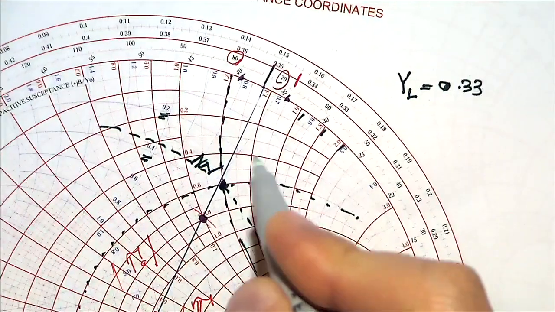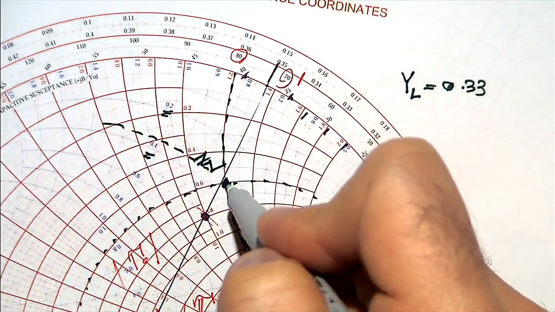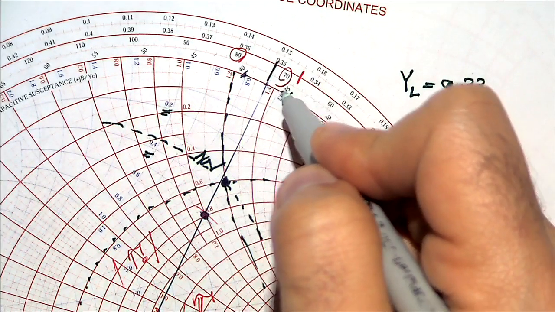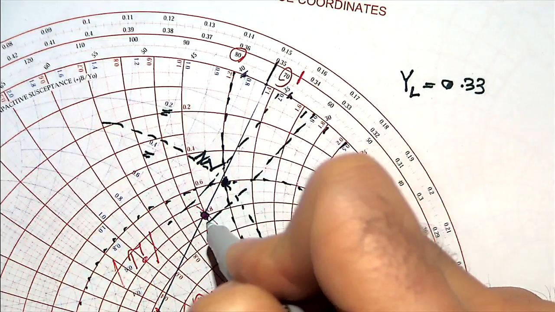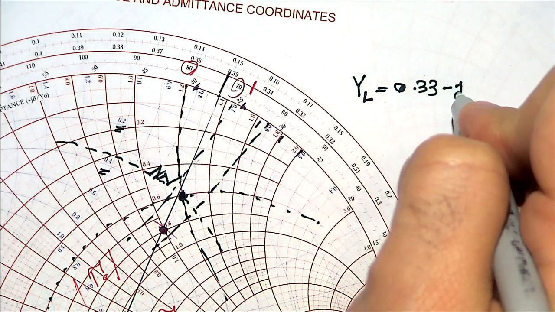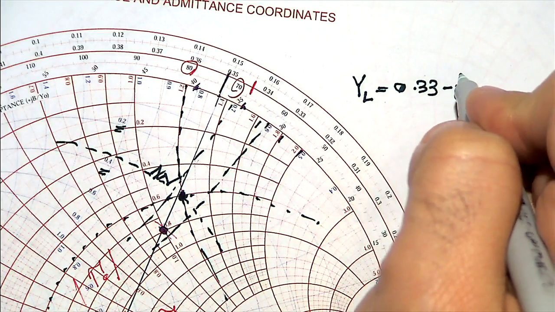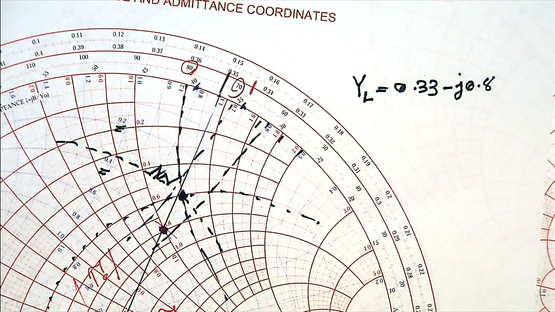So the YL equals 0.33, and then the J, I mean the B part of this. Again, I have here 0.7 and here 0.9, so this is between these two. And this is minus j 0.8, something between these. Clear? No? No.